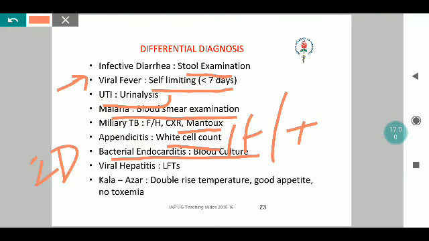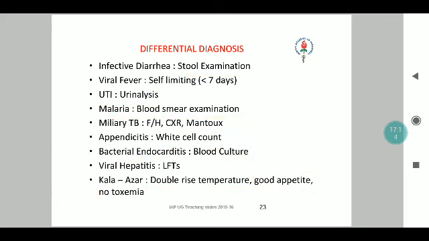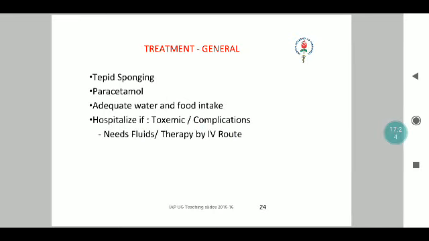And accordingly, Kala Azar will show a double rise of the temperature but the patient will have a good appetite. So the good appetite is a distinguishing feature between enteric fever and Kala Azar. So in general, these are the differential diagnoses which we do consider for enteric fever. And one by one, based on history, simple clinical examination, and other investigations, we can rule them out.